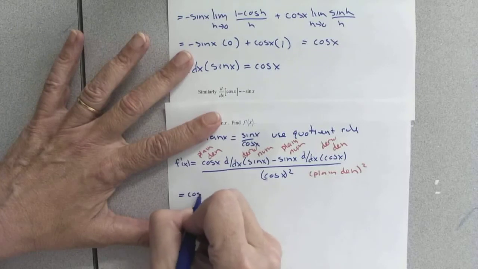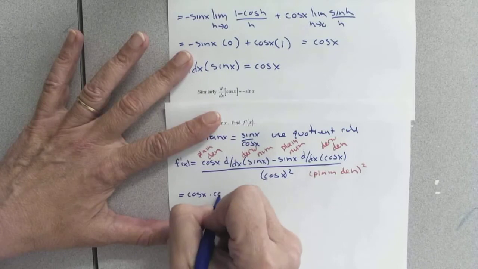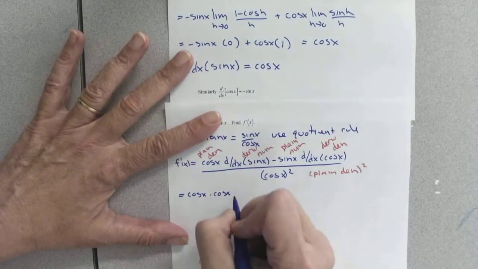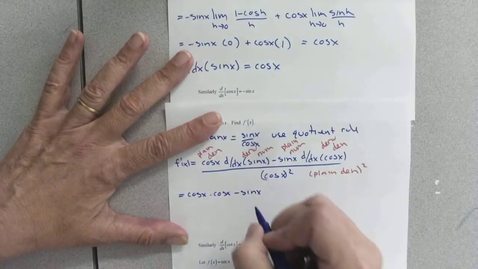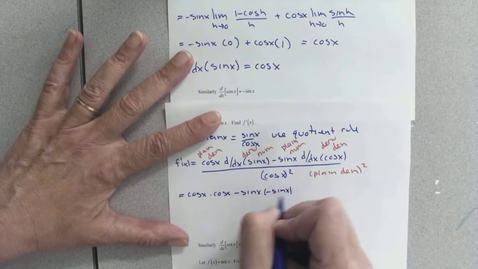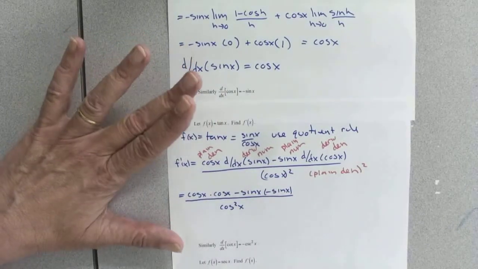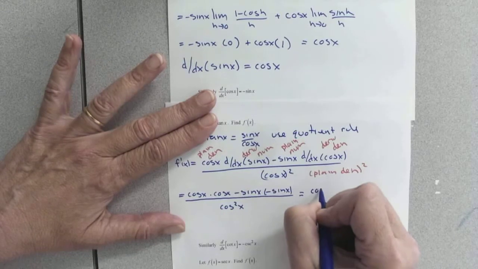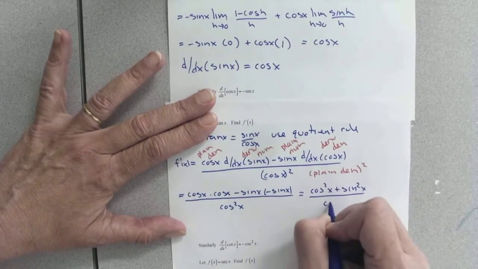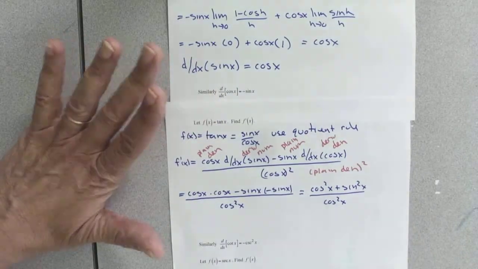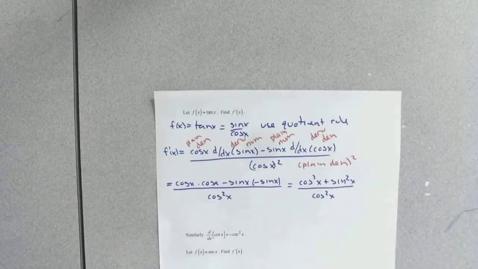So now actually doing it: plain denominator, then we just learned the derivative of sine is cosine. Plain numerator, then we just have right above it, the derivative of cosine is negative sine x, all over cosine squared x. So I have cosine squared x plus sine squared x all over cosine squared x. And that certainly is true, but that is not what we want to memorize here.